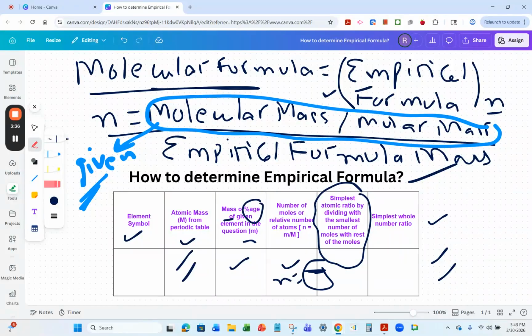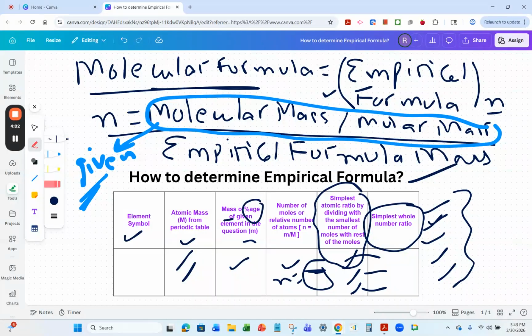Because you have to pick the smallest number of moles and divide with the rest of the moles in this column, and then you have to check if your value is in fraction, decimal, or whole number. If it's a whole number, you will transfer directly the value to the last sixth column, simplest whole number ratio, which is actually your definition of empirical formula, which was in my previous video. And then we will show them, okay, here is your empirical formula.